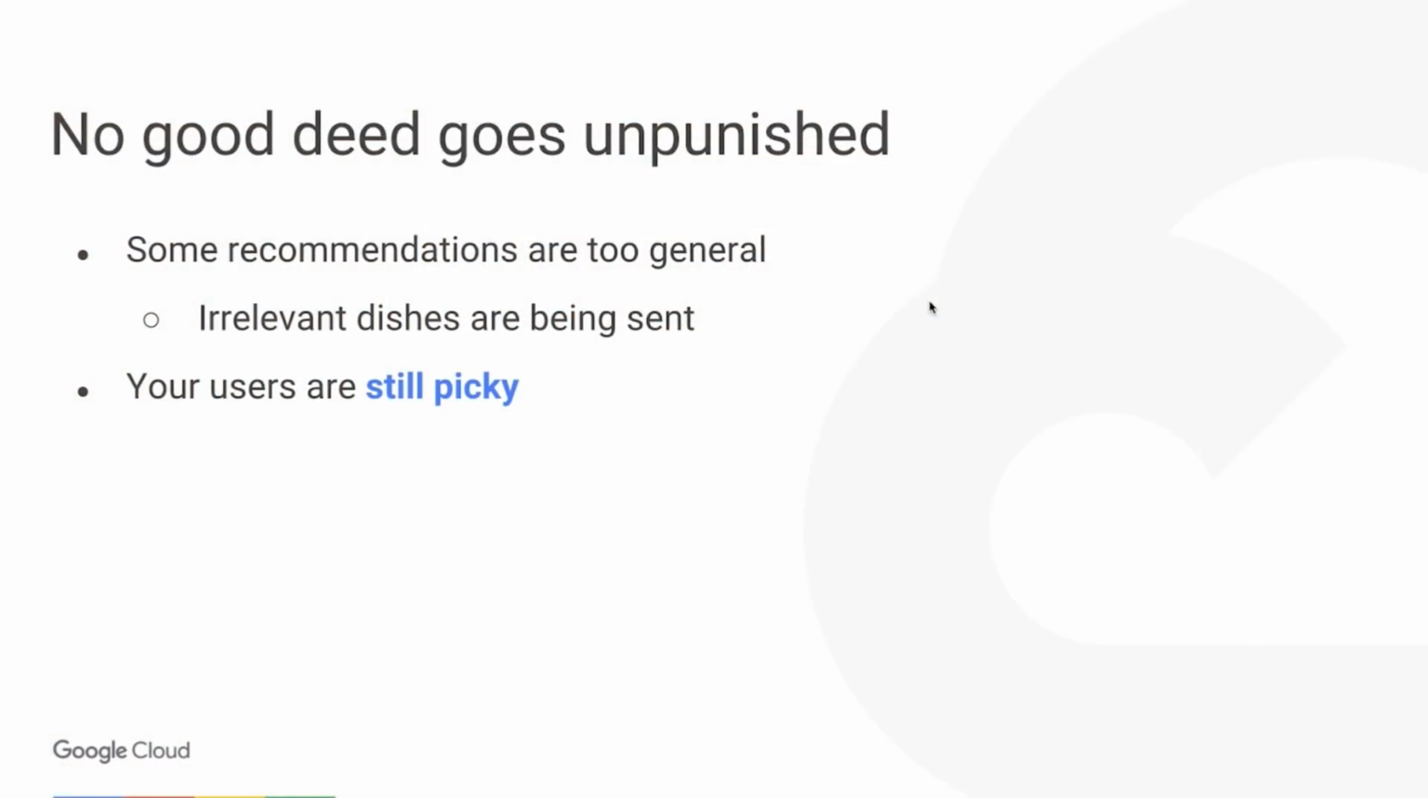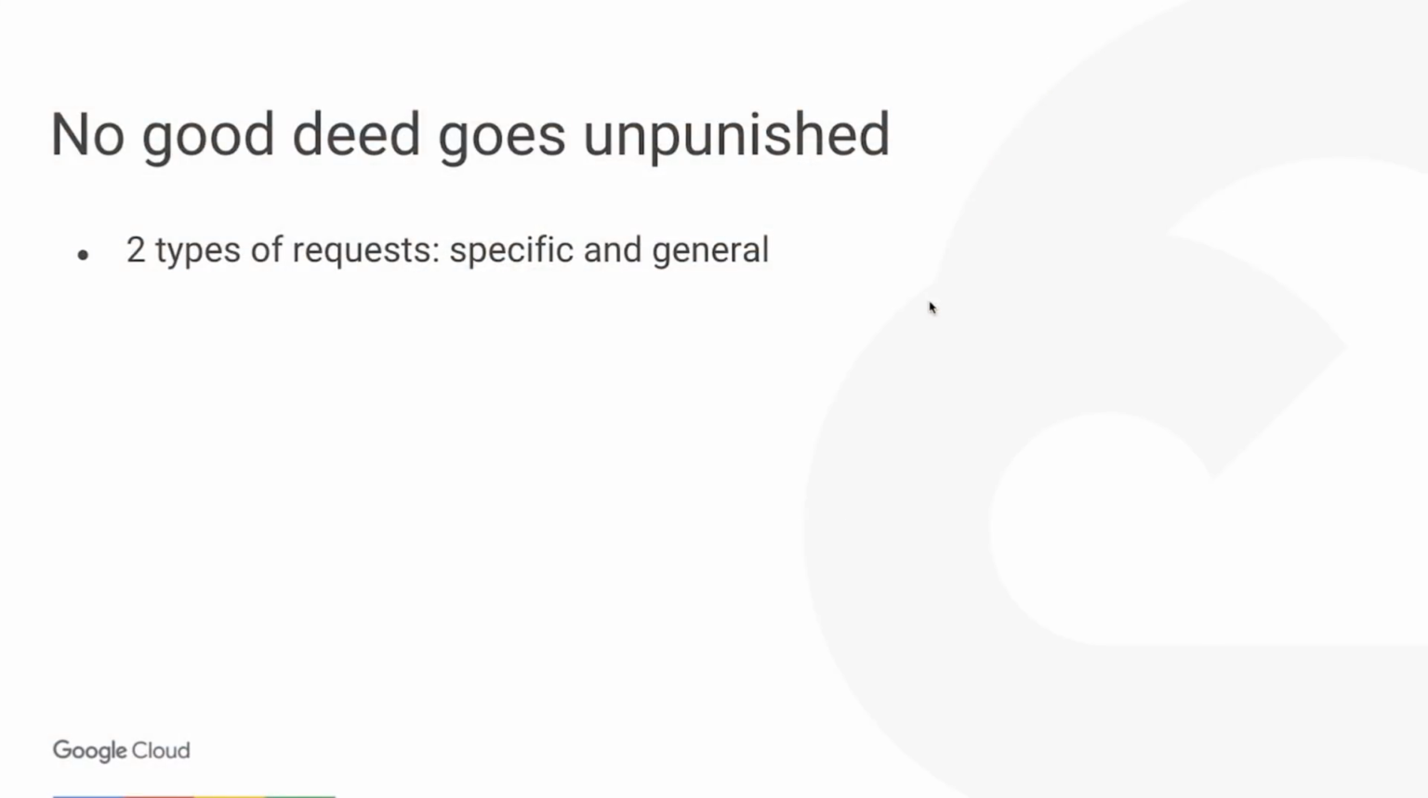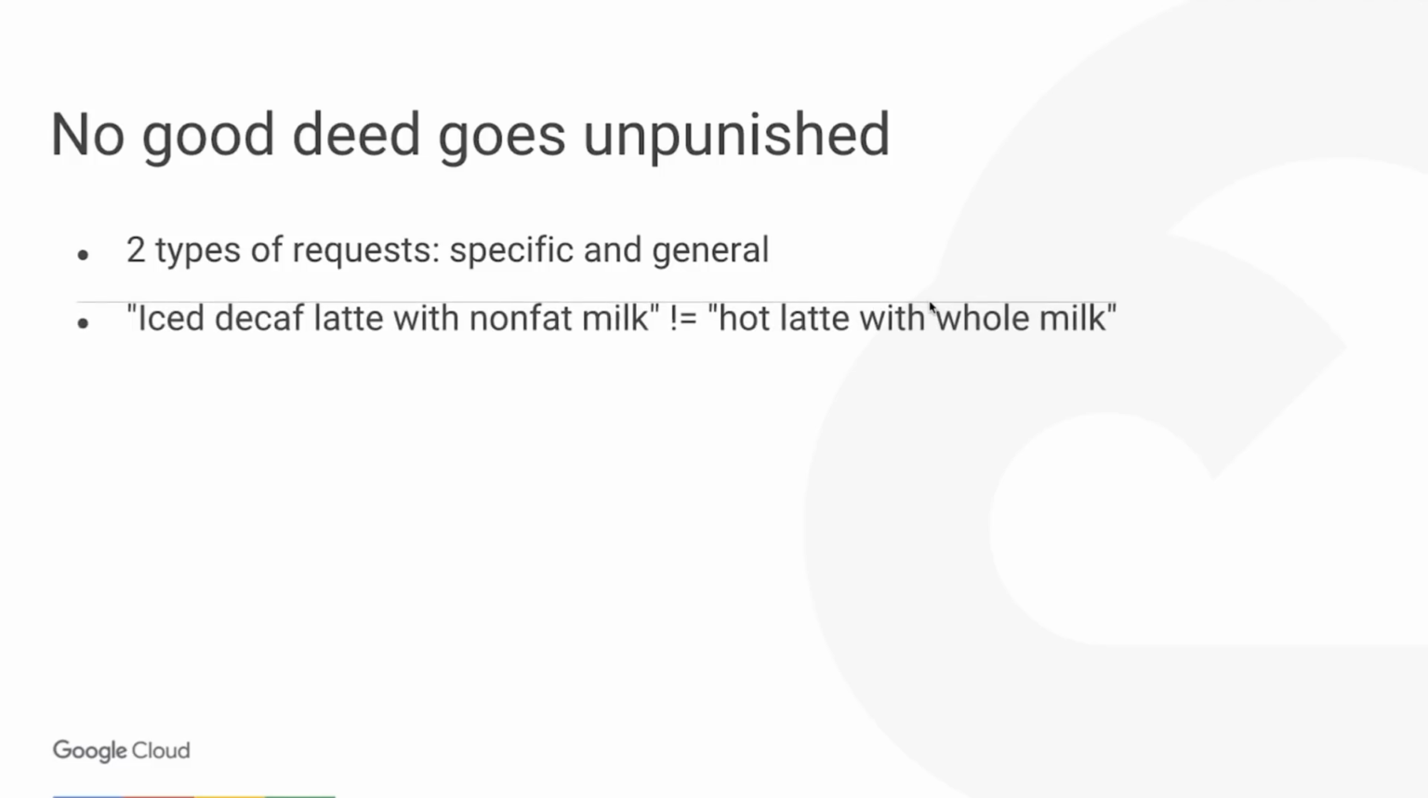And so with this, your app starts doing quite well. It's doing well, but no good deed goes unpunished. You worked so hard, you implemented this deep neural network, but sometimes your users ask for a very specific thing. They're still picky. And so then they get something similar to that very specific thing, and they're not happy about that, right? For example, let's say the user asks for an iced decaf latte with non-fat milk, but they get a hot latte with whole milk.